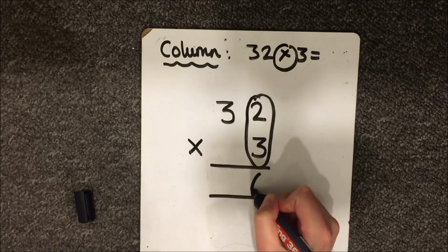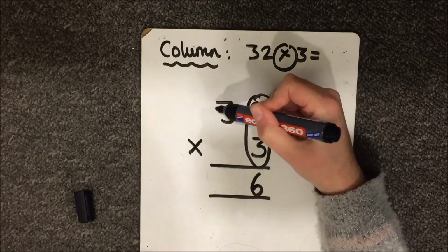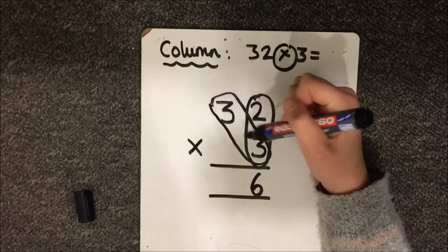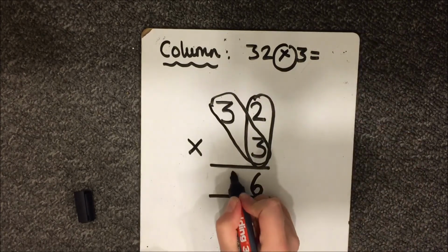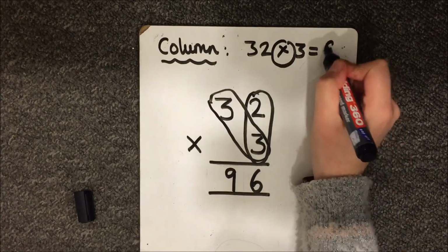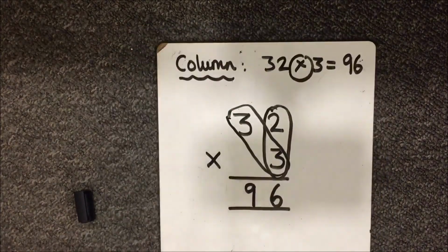Good job. Then I move across to my tens. I have to go diagonally. 3 tens times 3 is 9 tens. My answer is 96. Good job, guys. We're going to do one more, and this one we're just going to do as the column method as well.